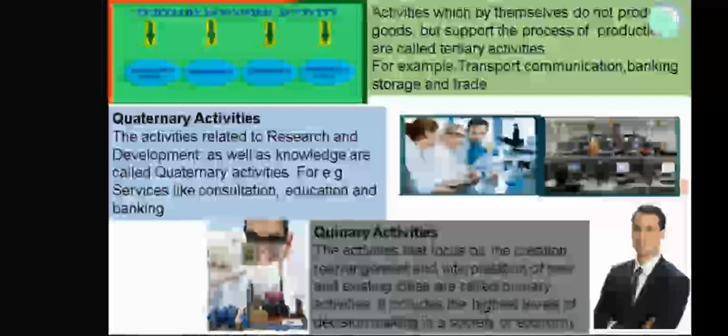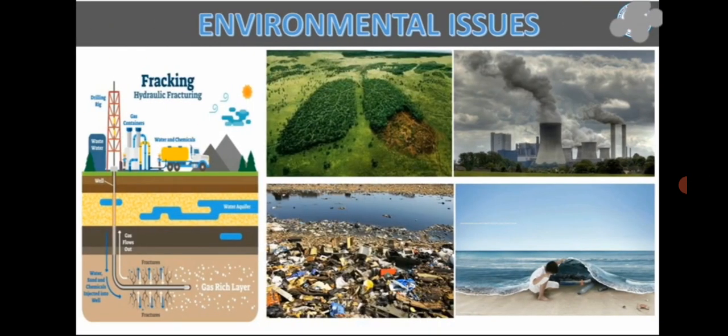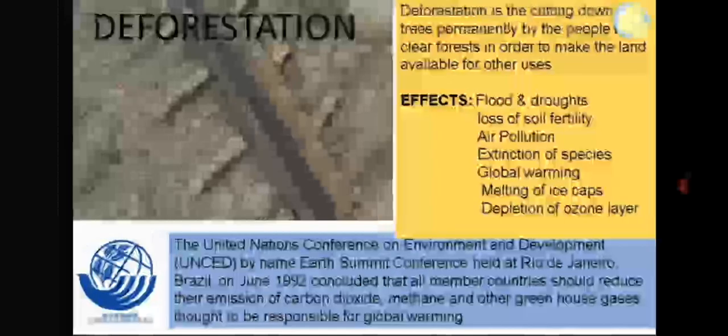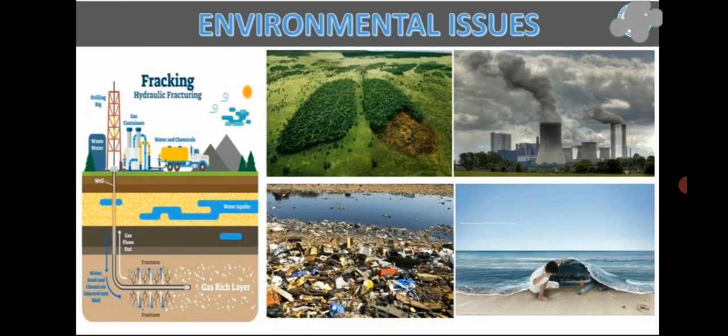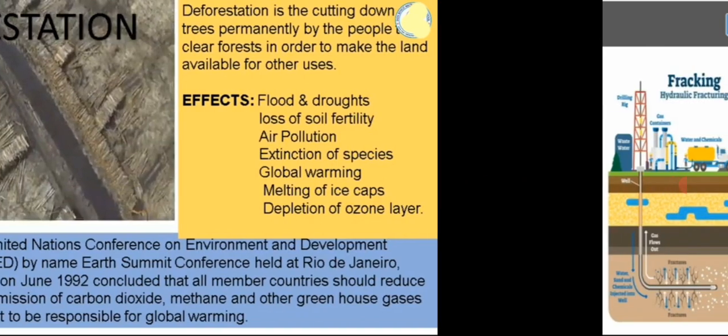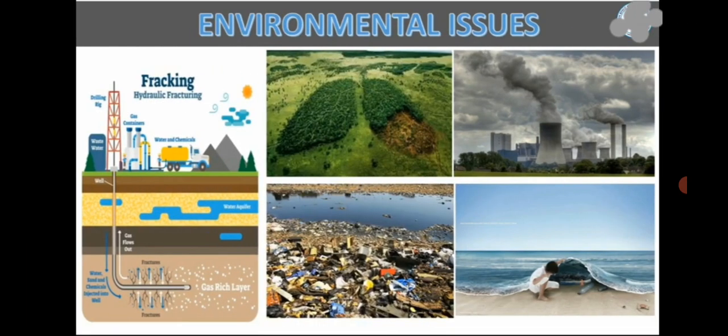Environmental issues. Environment is a basic life support system that provides air, water, food, and land to all living organisms. But human beings degrade the environment through rapid industrialization. Some of the environmental issues that we are going to learn: deforestation, pollution such as air, water, noise, etc., urbanization, fracking, waste disposal.